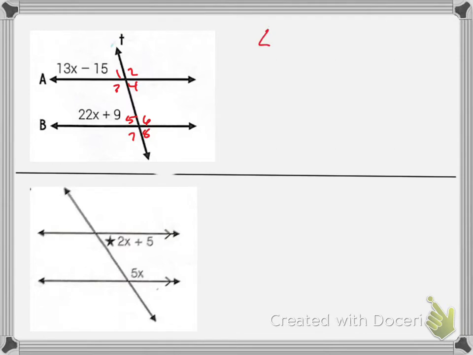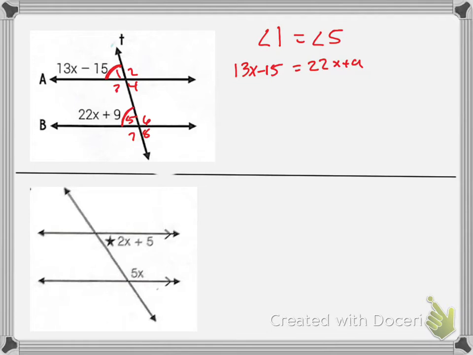So we know that angle 1 is the same as angle 5 because they're corresponding angles, right? So they're basically in the same position to have the same angle. So if angle 1 is equal to angle 5, we can say that 13x minus 15, which is angle 1, is equal to 22x plus 9. And then you would go ahead and solve for x, right?